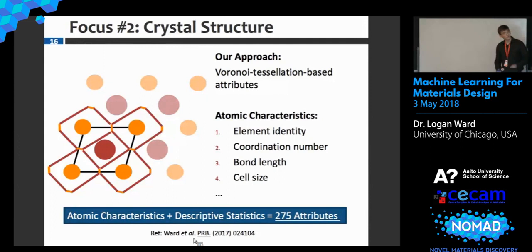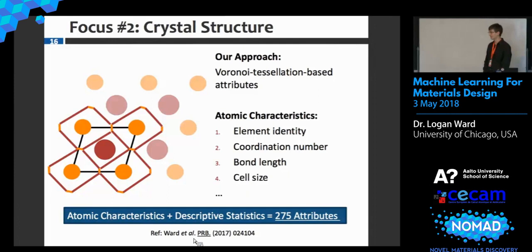The other task we focused on was how to build a machine learning model given the crystal structure of a material. And here we developed an approach based on the Voronoi tessellation of the crystal structure. So Voronoi tessellation partitions space into regions closest to single points. And given this data, we can describe a lot of information about an atom's local environment. These include information such as, well, what is the identity of the element in the center of the tessellation? What is its coordination number, bond lengths, differences between property of itself and its neighbors? And we can use this information to acquire a set of around 270 attributes.